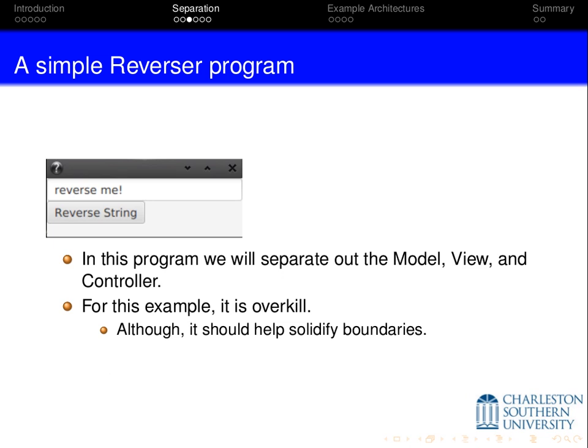So let's give a very simple example. This is called a reverser program. Basically, you type some text into the text box, you click reverse string, and it reverses the string for you. Obviously, we don't need to do MVC for this example, right? This is pretty straightforward. But I'm going to go ahead and separate this out completely into a model, view, and controller, separate classes, just to solidify what's going on.